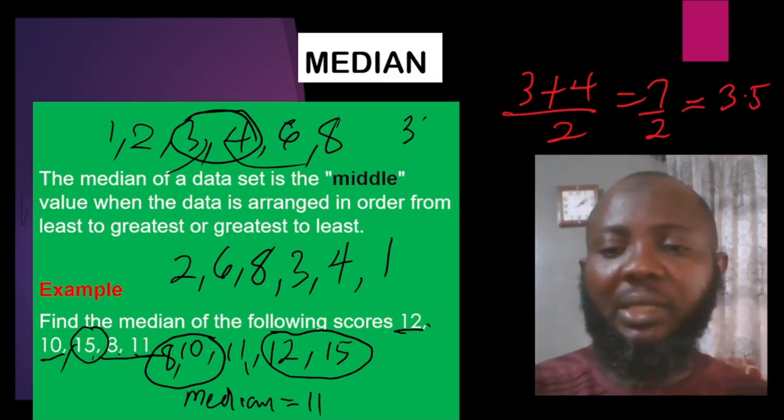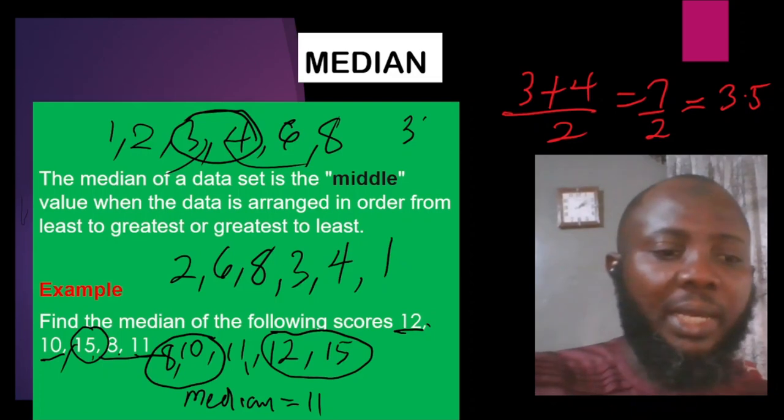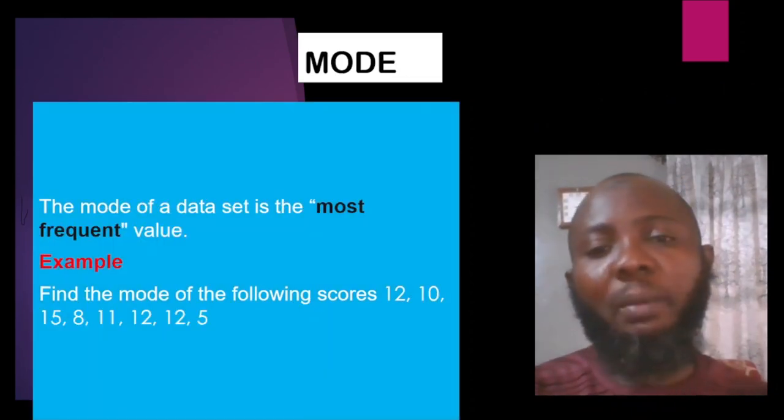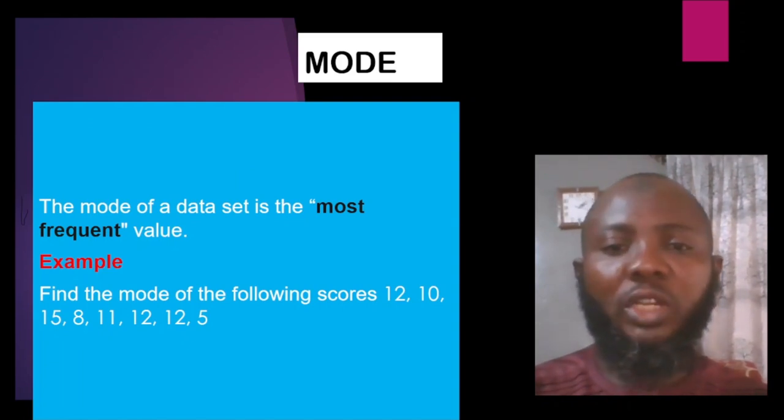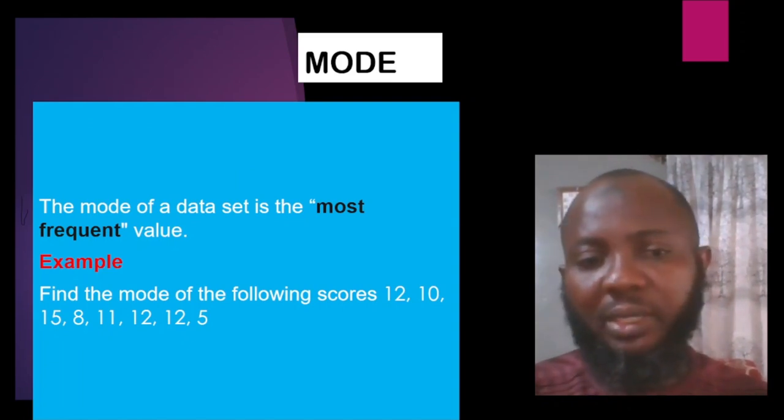So let's move to the next one that we have there, and that is mode. When we talk about mode, mode is the most frequent number or the most frequent value in the set of data.